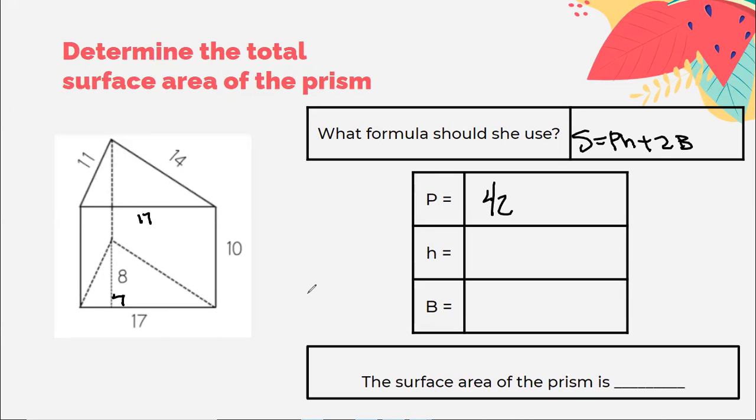What's the height of our prism? What connects the two bases? 10, good. And then the area of our base. So we're finding the area of this triangle. If you look at this base right here, it gives you the height. And our base is 17, so that would be 17 times 8 divided by 2. 68. So 68 would be our area. You divide it by 2? 68 would be our area. And then from here, we would just plug everything into our formula.